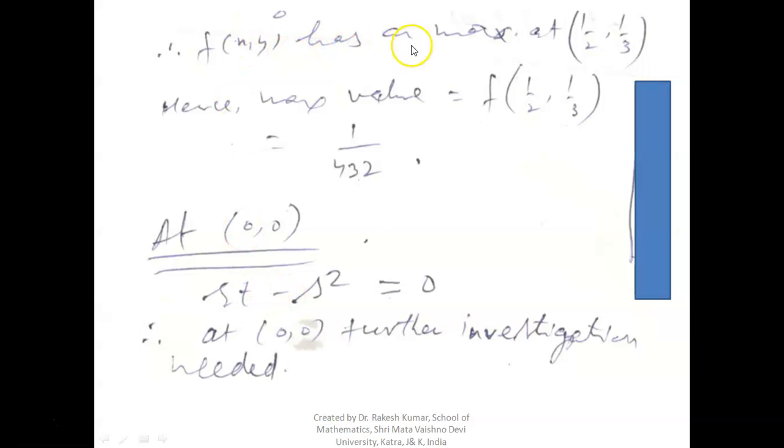Okay, so f(x,y) has a maximum at this point, and hence the maximum value is f(1/2, 1/3). Just substituting the values of x and y as 1 by 2 and 1 by 3 in the given equation of the curve, we get 1 upon 432. Similarly at point 0, 0, rt minus s square is equal to 0. Therefore at 0, 0, further investigation is needed.